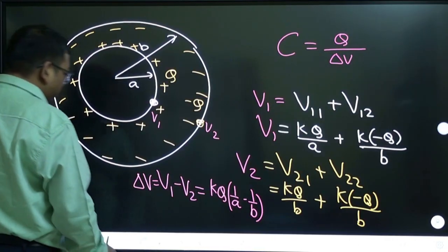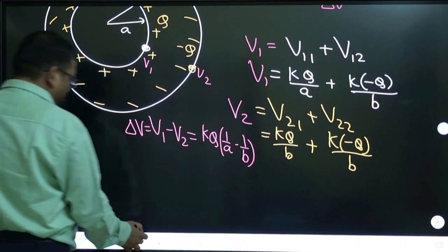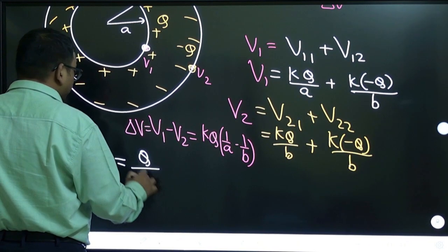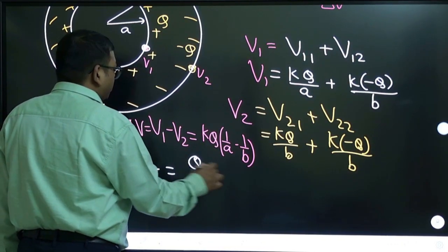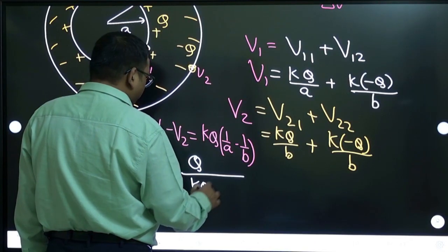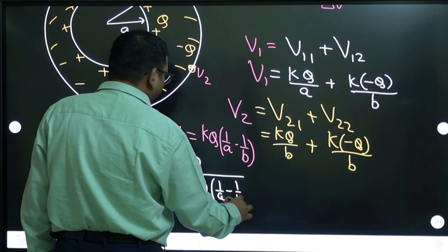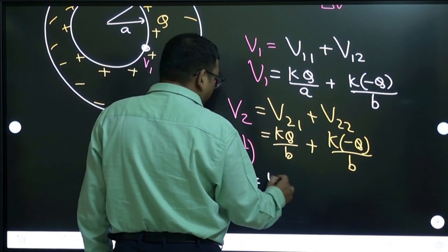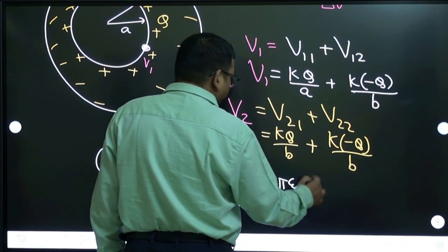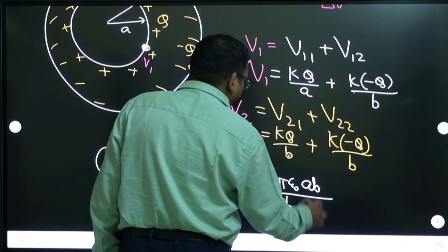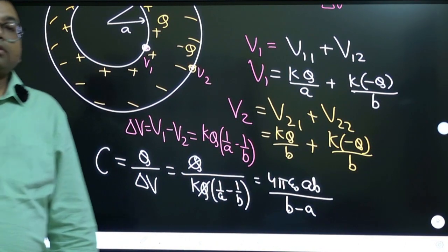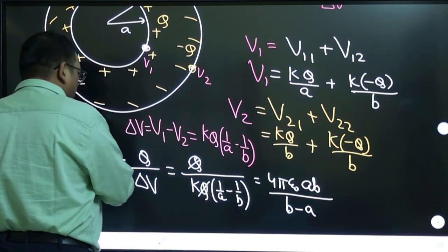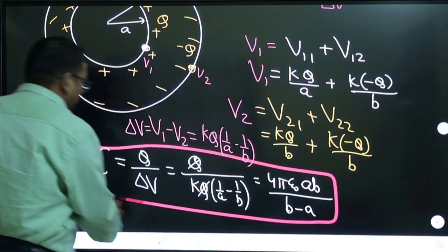Now what do we want? We want to calculate the capacitance of the system as charge by potential difference. So charge by potential difference is, substituting, q over kq times 1 by A minus 1 by B. The q's get cancelled, and k becomes 4 pi epsilon naught. Taking the LCM, we get AB by B minus A. Clear? So this is the formula for the capacitance of a spherical capacitor.